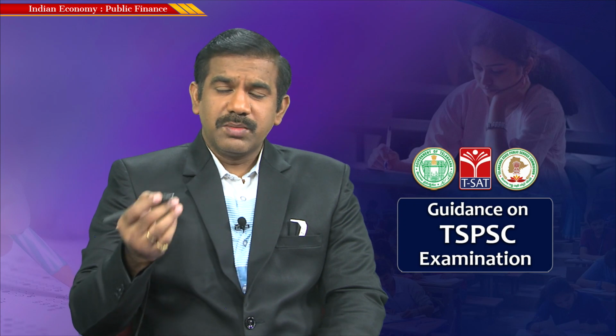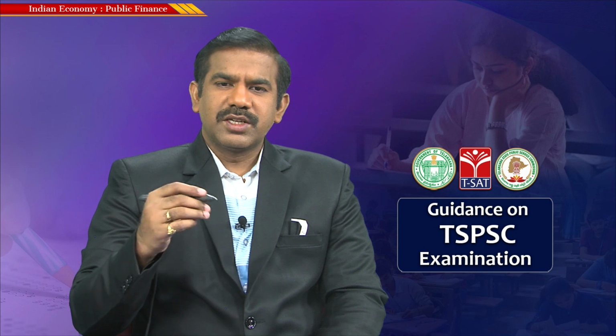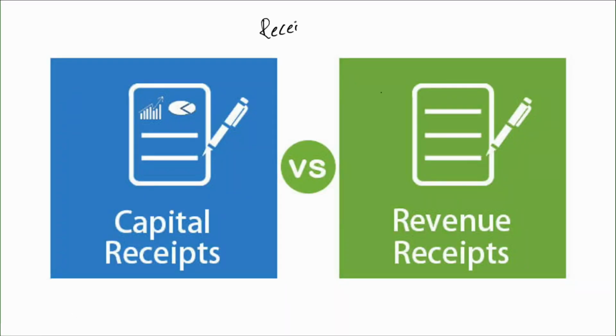As I already made clear, the budget is commonly referred to as an annual financial statement, and any financial statement consists of receipts and expenditure. So, we will start with what constitutes the receipts of the government of India and what constitutes the expenditure of the government of India. I mean the components of receipts and expenditure. We will start initially with receipts and then go ahead with the expenditure.